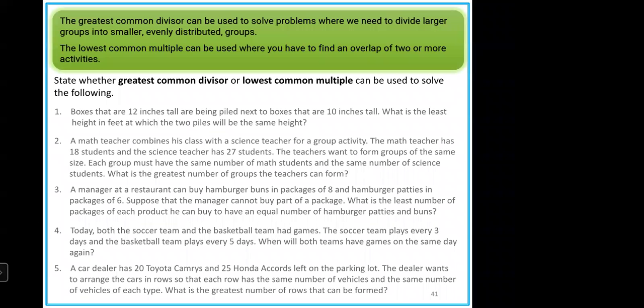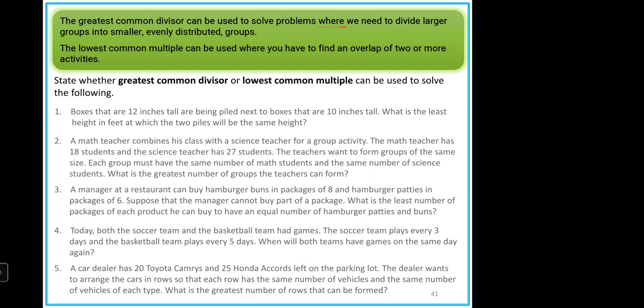I want you to look at these 5 questions. The 2 statements say the greatest common divisor can be used to solve problems where we need to divide a larger group into smaller, evenly distributed groups. The lowest common multiple can be used where you have to find an overlap of 2 or more activities. I wanted to look at these 5 questions and see if you can decide whether you're going to use the greatest common divisor or the lowest common multiple to solve them.